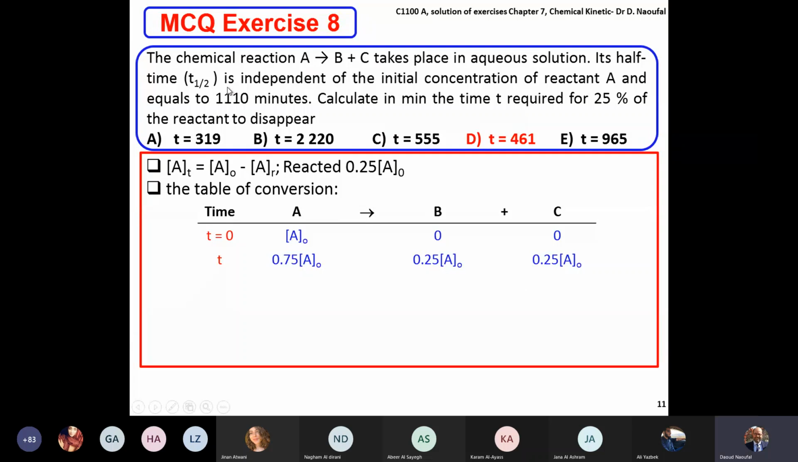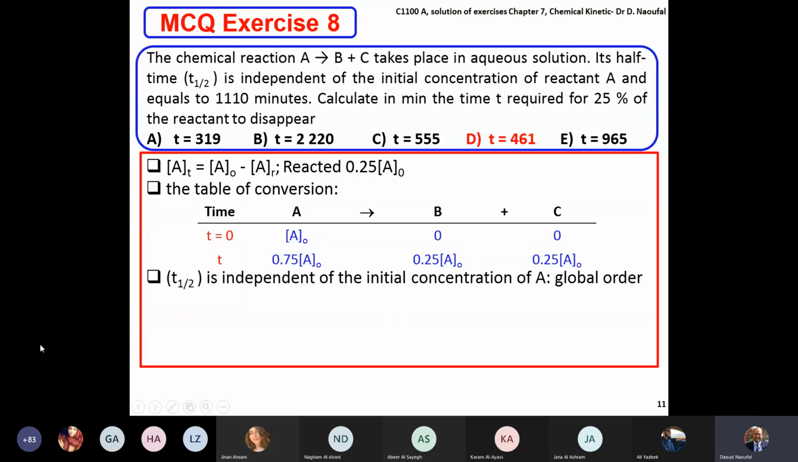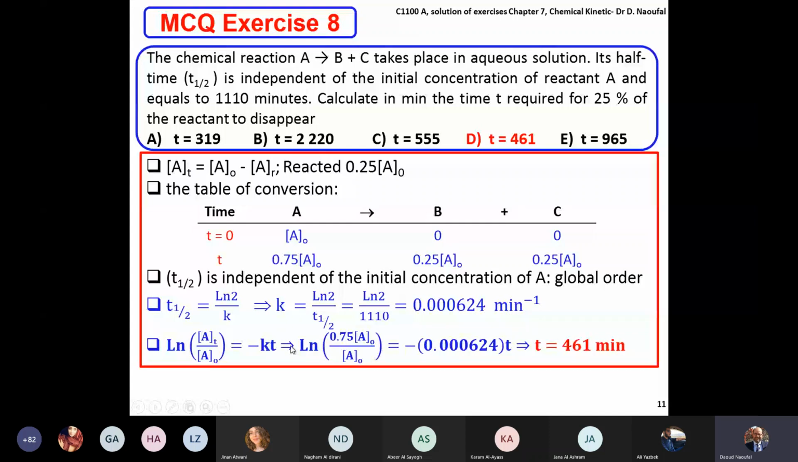The reaction given is independent of the initial concentration, so the global order of the reaction is 1. And in a reaction of first order, T-half is given by the relation T-half equals ln 2 over K. So K equals ln 2 over T-half, ln 2 over 1110. So we obtain K, and pay attention, the unit of K is time to the minus 1, since the global order of the reaction is 1. For global order 1, the integrated rate law.